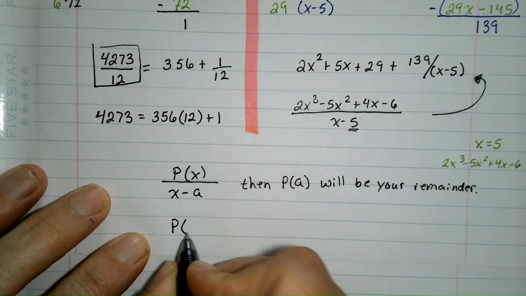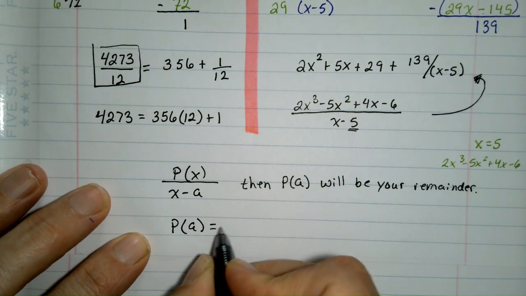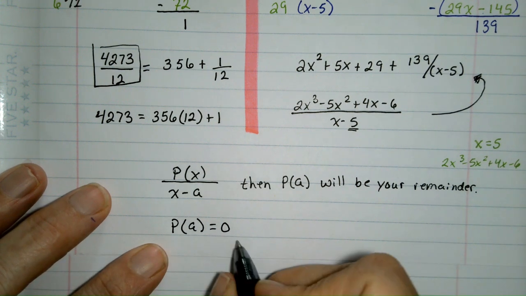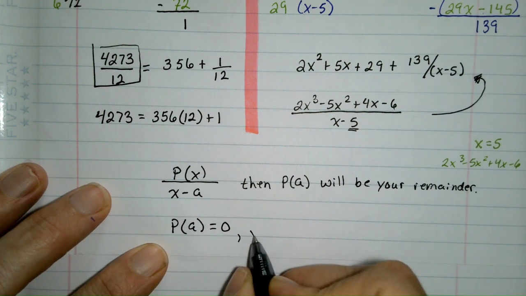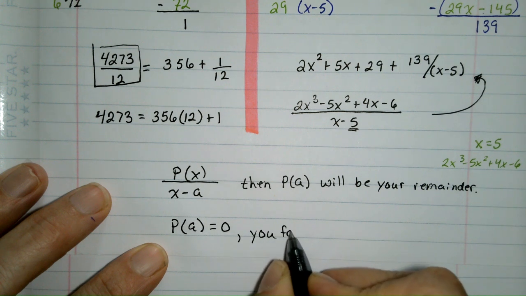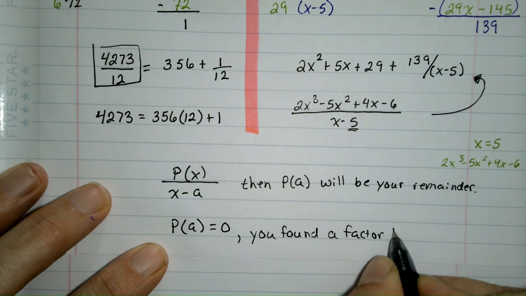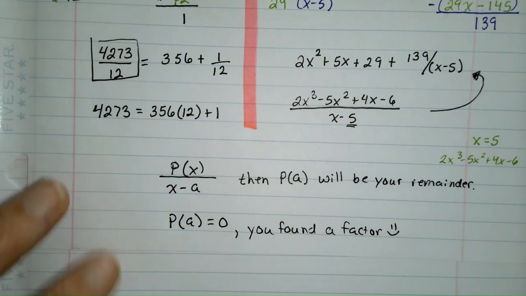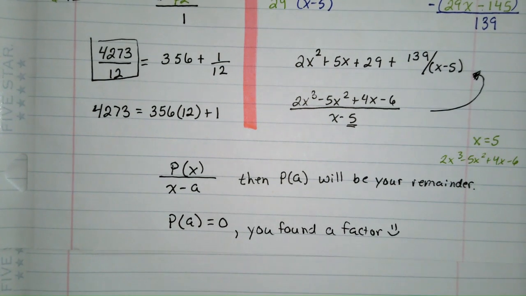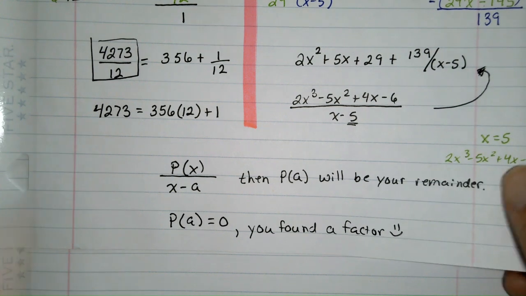Because if it equals 0, if the remainder is 0, you found a factor. And in future videos, I'm actually going to go into that more in depth. That's not the focus of this video. The focus of this video is just practicing dividing. Okay.